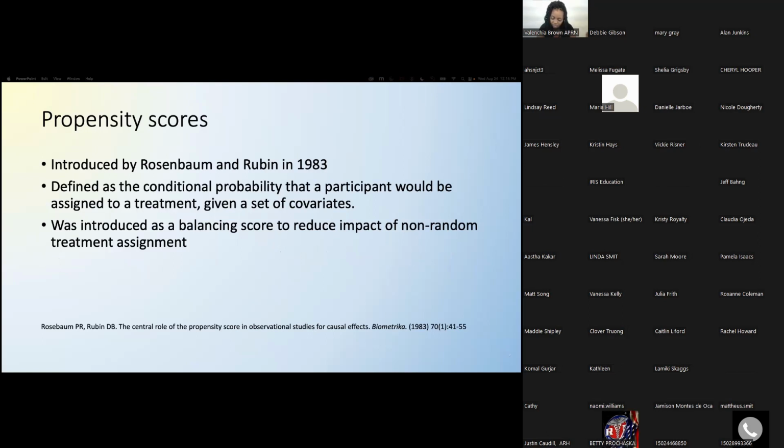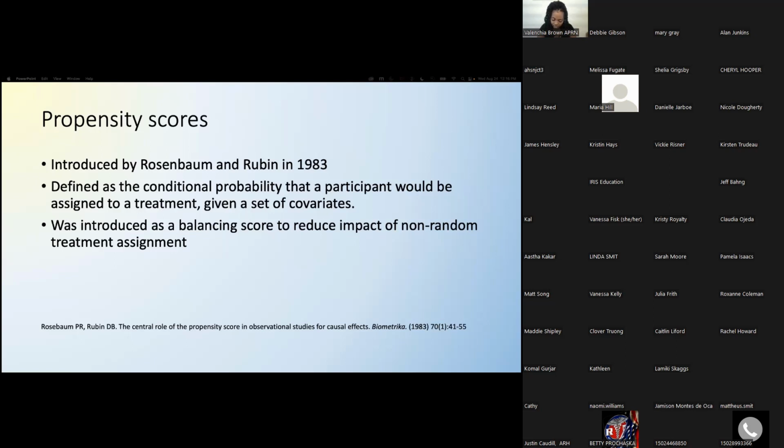The reason they introduced this was because, obviously, in a non-random treatment assignment, say a cohort study, you want to be able to show the effect of the treatment on the outcome. You want to be able to describe that without bias. And so they wanted to essentially reduce the bias of non-random treatment assignment.